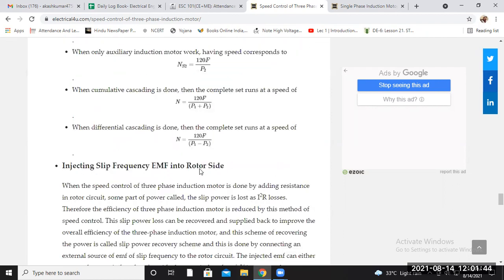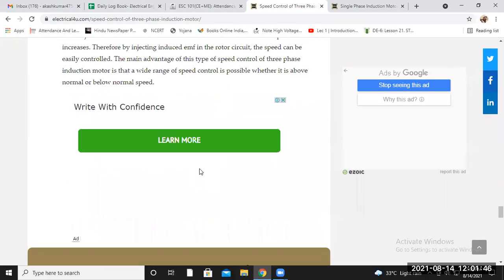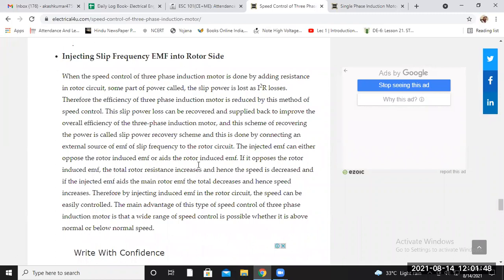Now, next is the last part of the speed control methods of induction machine: injecting slip frequency EMF into rotor side. That means if you inject slip frequency, that is the frequency related with the slip, that is rotor frequency, then only loss will be involved in this concept.